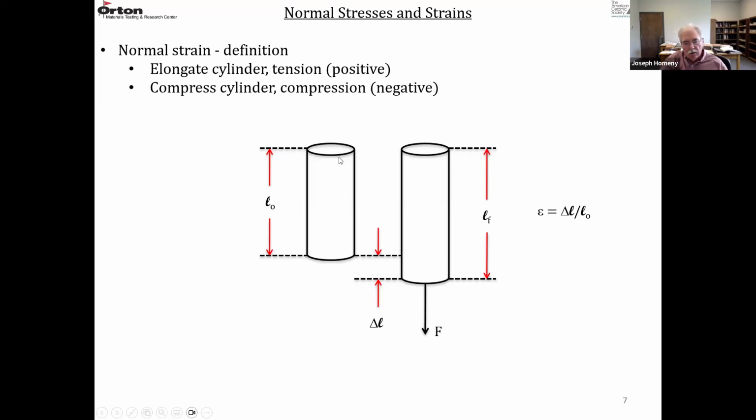So this is just a diagram illustrating the normal strain. So we have a cylinder. The initial length is L0. We apply a force, it elongates. The final length is LF, and LF minus L0 is this distance, delta L. So epsilon equals delta L over L0. That's simply the normal strain.